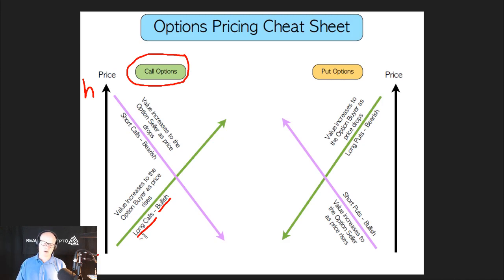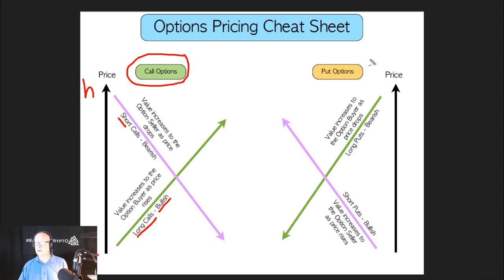So if a call option goes higher in price, if I'm a buyer, I'm happy, but if I'm a seller, I'm not happy. If I sell the call option to this guy, he's happy and I'm not. I want the price to go from high to low as a short call holder. So the value increases to the option seller as the price drops. Remember, this cheat sheet is only for the dimension of price.